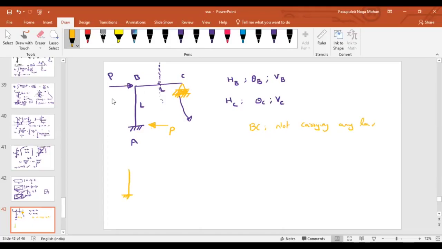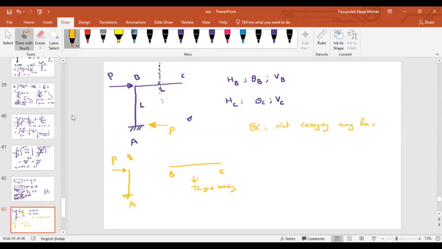If I draw the free body diagram of AB and BC, if you look into the right side from B, no forces are acting on BC. So that's why there is no axial force, no shear force, no bending moment. If no force is acting, it just behaves like a rigid body. Whatever force is acting is resisted by the part AB only. Even though it looks like a frame, because of the load arrangement, it is like a cantilever subjected to a point load at the free end.